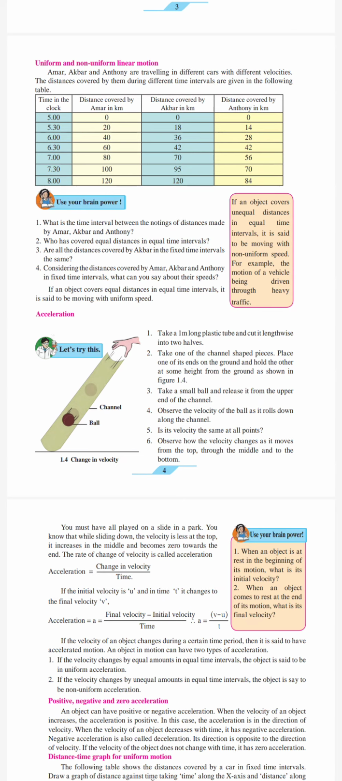Here, for example, the motion of a vehicle being driven through heavy traffic. If there is heavy traffic, can we say it is uniform linear motion? Is it possible? The distance will not be the same, because at every interval of time the vehicle will be stopped.